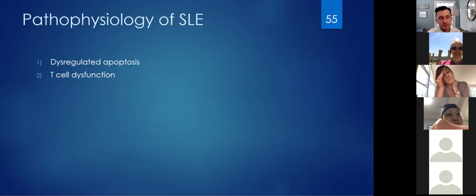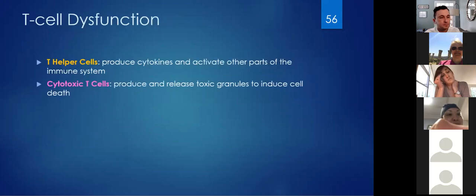So let's talk about T cell dysfunction. That's the other big problem in lupus. So before we talk about T cell dysfunction, let's talk about T cell function. There's actually a lot of different types of T cells, but the two that we focus on the most are T helper cells and cytotoxic T cells. So the T helper cells mainly produce cytokines, okay? And the cytotoxic T cells are the ones that release granules to kill cells, okay?